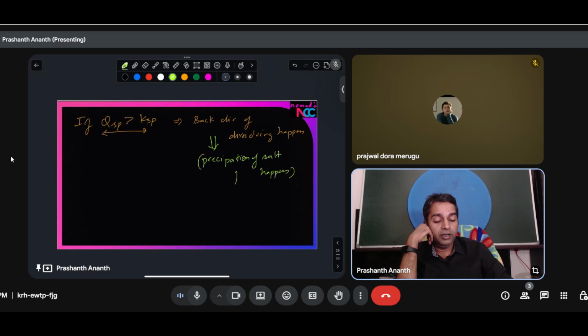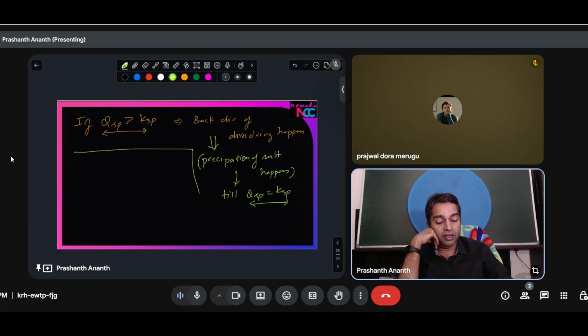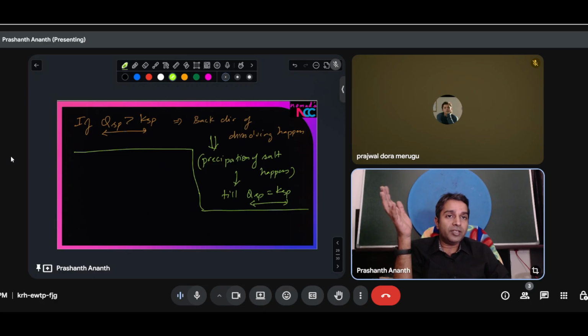Till when? Till QSP becomes equal to KSP. This is effectively what is going to be happening in this kind of a scenario. So you are going to have many different cases associated with this, where you have to understand many different models of questions. We will discuss a few models of questions also, but I'll describe the few models first.